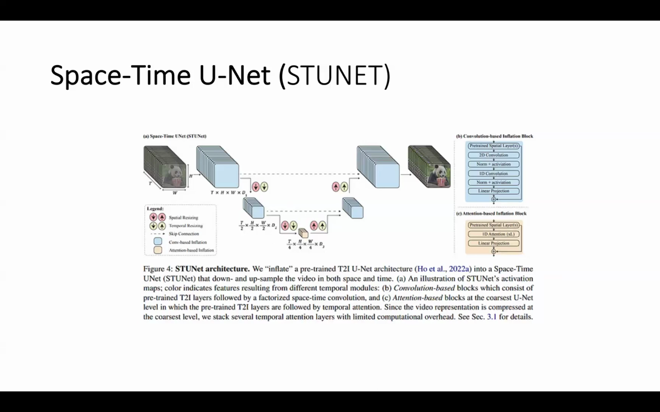One advantage of this is that they are able to generate a large number of images at once, and this space-time unit is comparatively faster than the previous one.